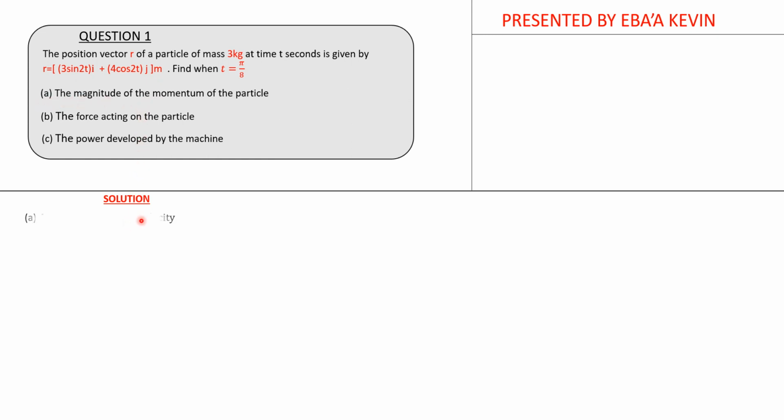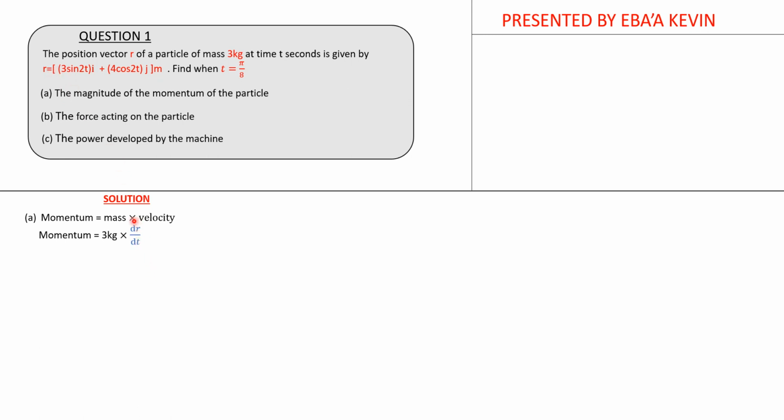Knowing that the formula to get the momentum of the particle is the mass of that particle multiplied by its velocity. The mass of the particle is given to us in the question, 3 kilograms, and we can get the velocity by simply differentiating the position vector with respect to time. So that implies the momentum is going to be the mass, which is 3 kilograms, times the derivative of the position vector with respect to time.